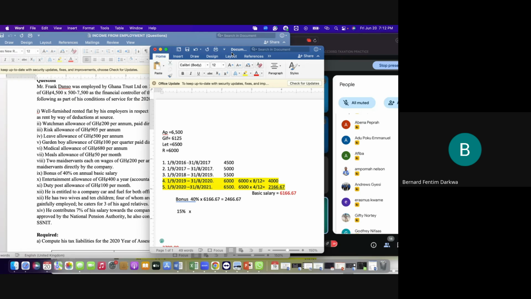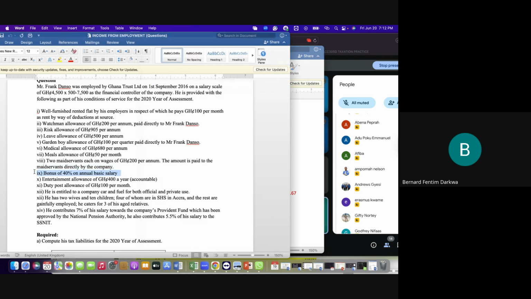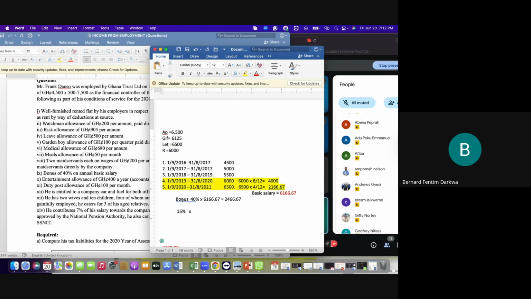So the bonus, you have been told that the person received a bonus of 40% of the base salary. So that bonus calculation, you see, we have 40% of the base salary. That's given us. So it means that this is a bonus that they pay to the person. This is the amount of bonus that the person received, 2,466. But the rule also says that bonus received shall not exceed 15% of the basic salary. So now let's go and weigh 15% of the basic salary. So what's the 15% of the basic salary?